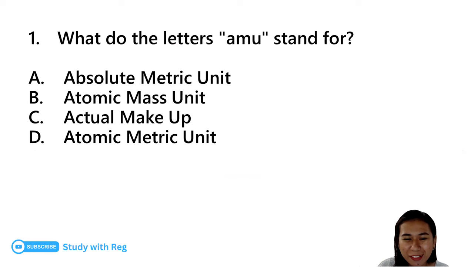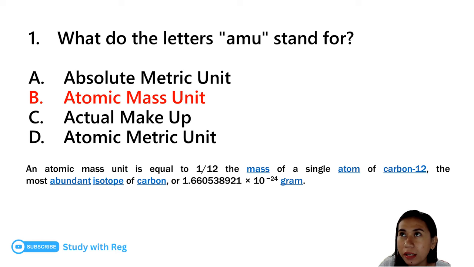Anyway, let's proceed. Letter B, atomic mass unit. Or letter C, actual makeup. Or D, anatomic metric unit. So what is AMU? That's atomic mass unit, of course. It's equal to 1/12th the mass of a single atom of carbon-12, the most abundant isotope of carbon.